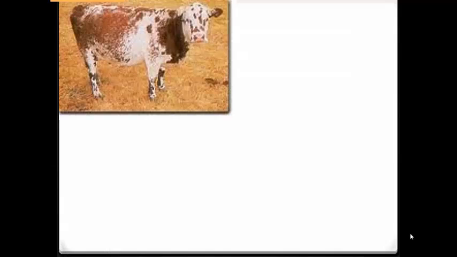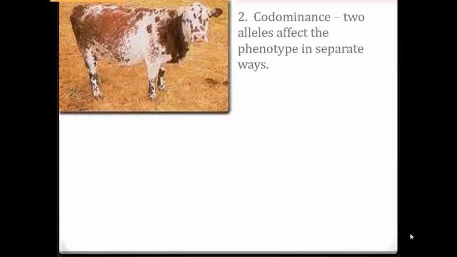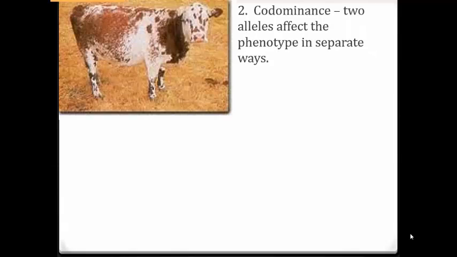Alright, we have looked at complete dominance when it comes to genetics, and we know that there are some traits where you either have the dominant trait or the recessive trait, and that's it. Well, there's another type of inheritance, and this one is called codominance. Now, in codominance, you have two alleles that both affect the phenotype, but in different ways.